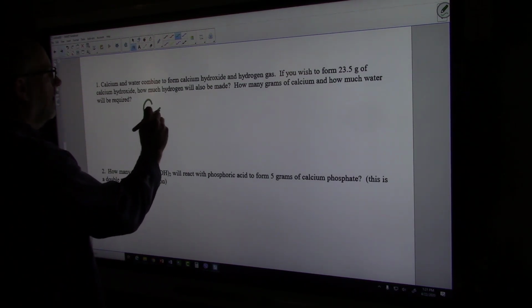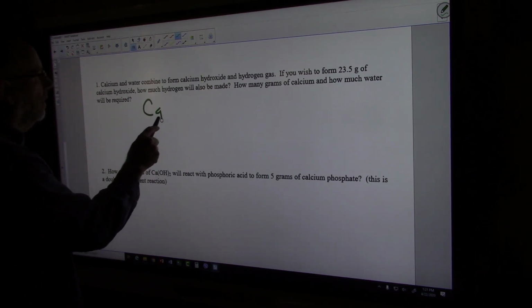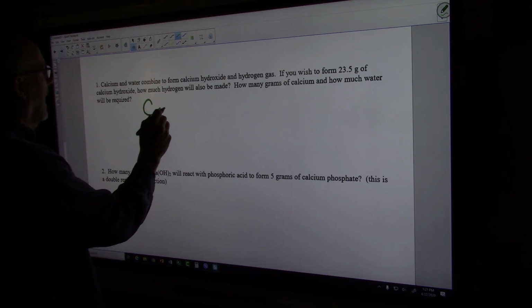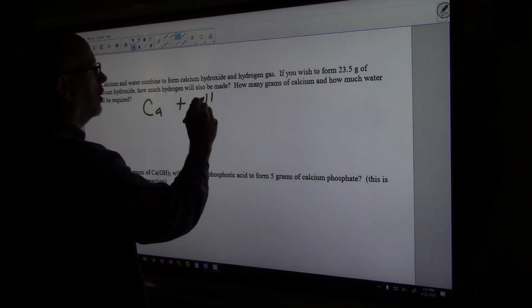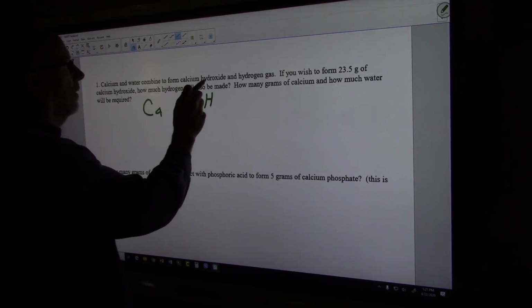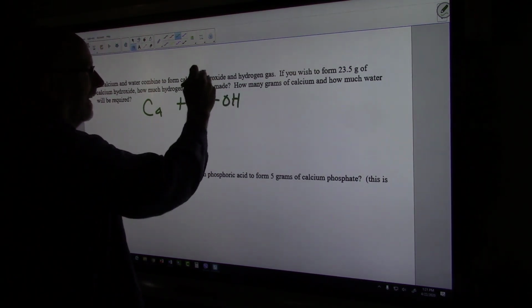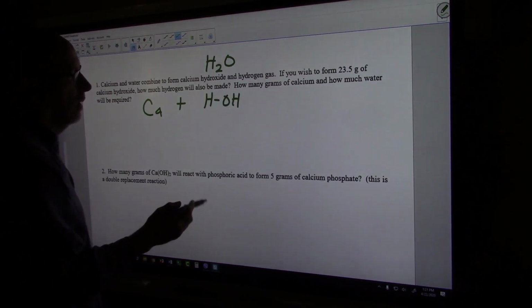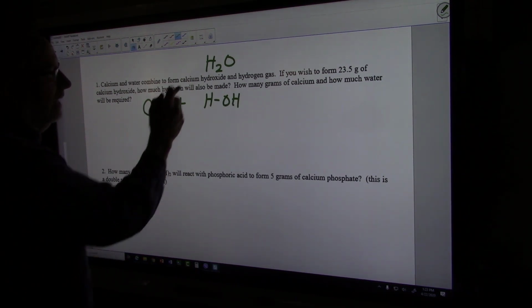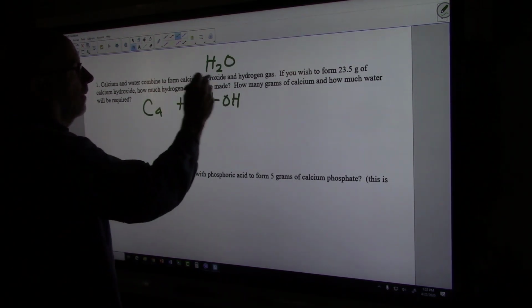Calcium, Ca, just Ca, it's not one of the lucky 7 or anything. Calcium, and that's a plus, water, H. Now I did see hydroxide over here, so I'm going to write water as HOH. You can write it as H2O if you want to, but I think my way is going to be a little bit easier to balance here in a minute.